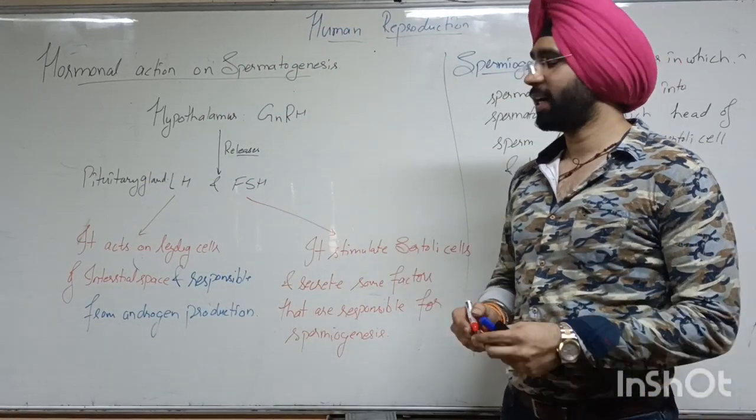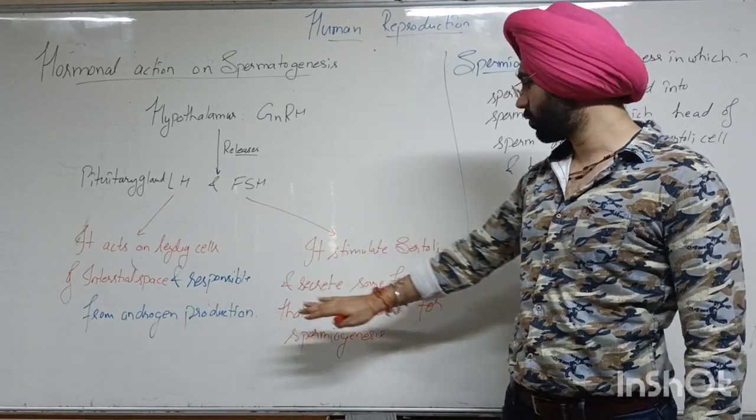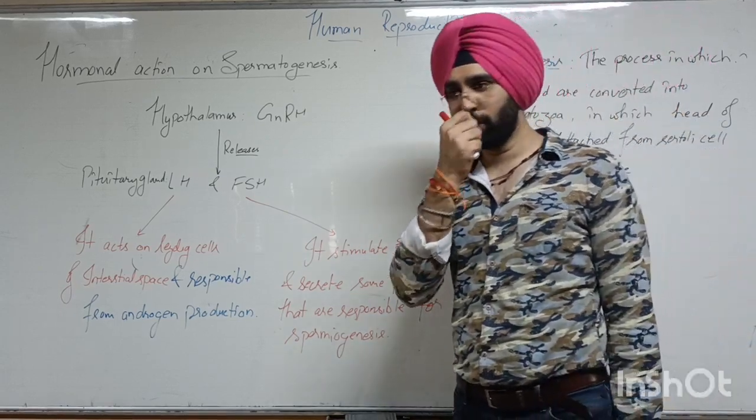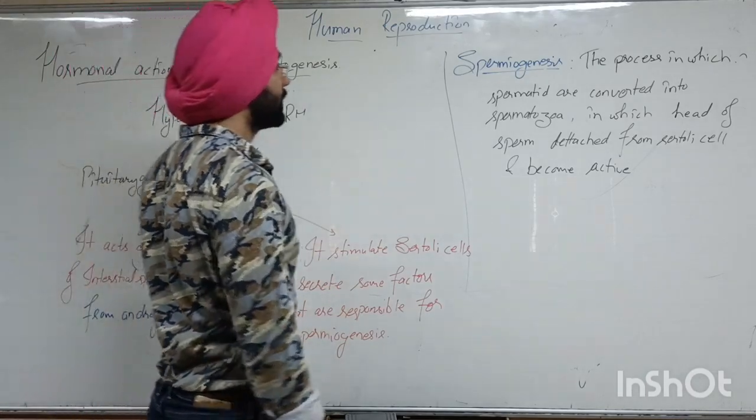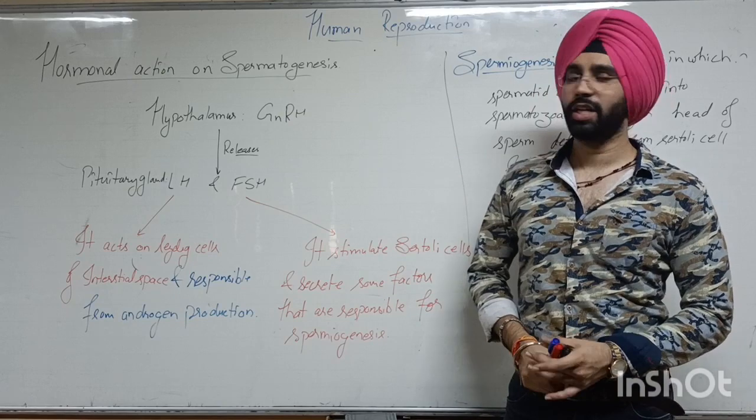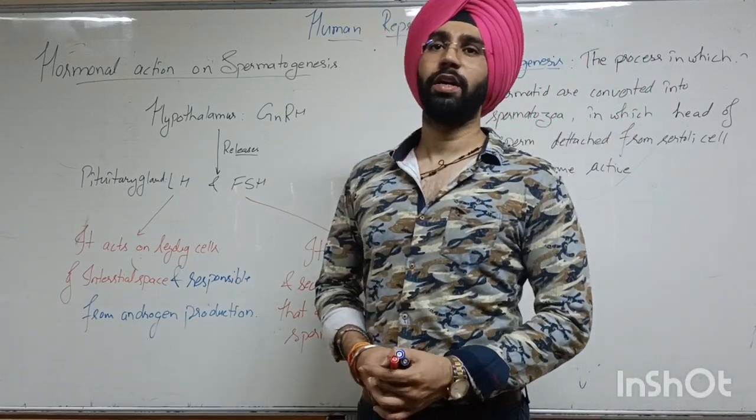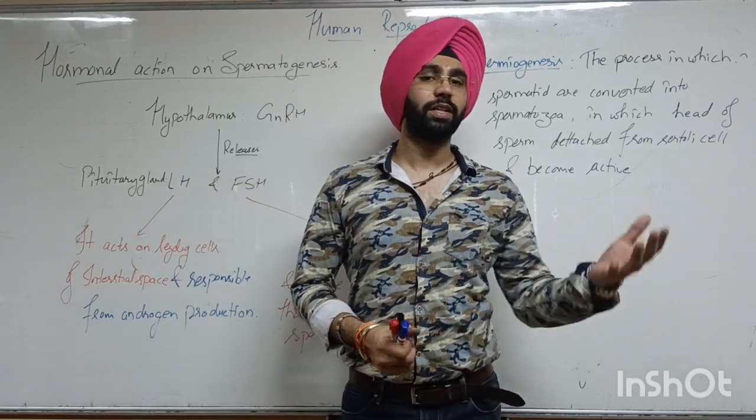Now you understand that both hormones are responsible for something. LH produces androgen, and FSH helps produce factors related to spermiogenesis. So this is the action of hormones on spermatogenesis, and now you understand everything. Here our spermatogenesis topic has been completed. In the next lecture we are going to cover oogenesis, the mammary gland and further topics.